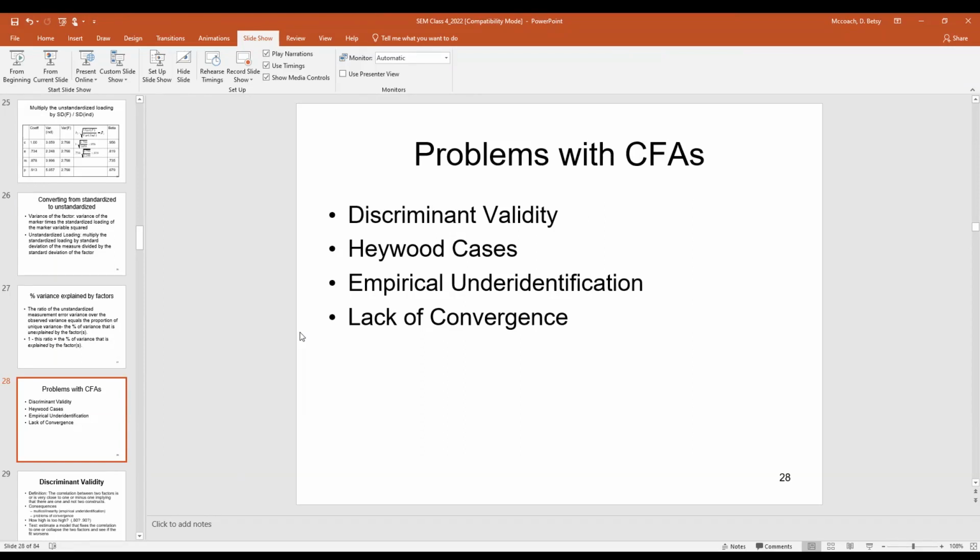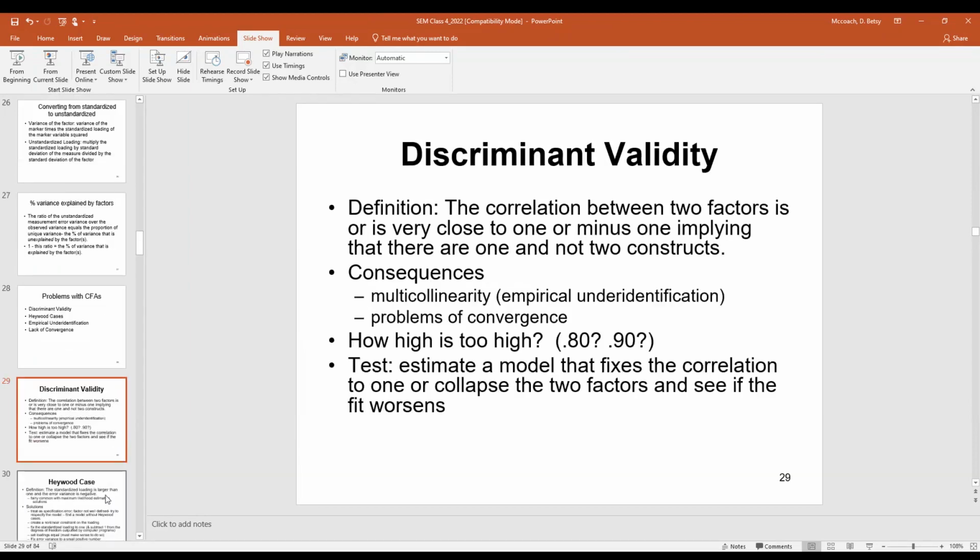So obviously, any of these things can be problematic. If you can't get a convergent solution, that's bad, right? If it's empirically under-identified, you're also not going to get a solution you can use. Haywood cases, or you can't report correlations above 1 in your paper, or negative error variances, you're going to get eaten alive, right? So all of these things are problematic. And we already talked about discriminant validity, so I'm not going to say any more about that.